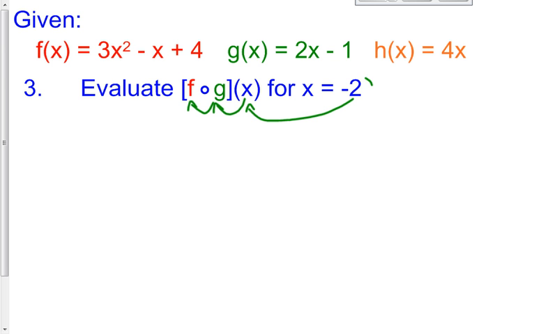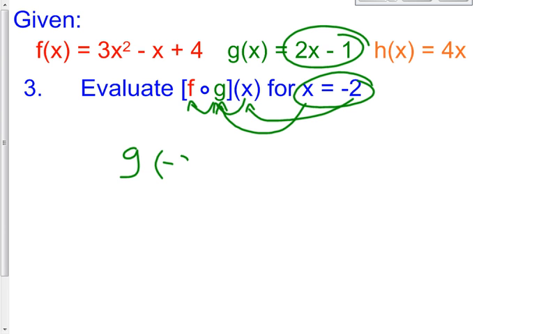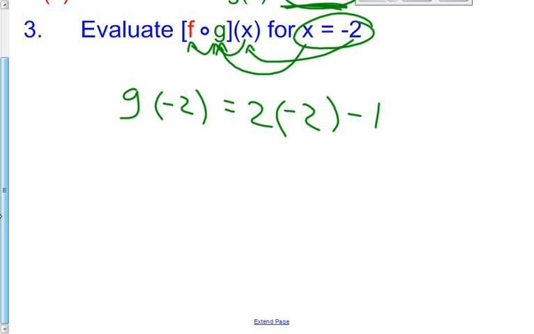The first thing we're going to do is this negative 2 we're going to put into the g function. So the g function is right here. So g of a negative 2 equals this. 2 times x, which x is a negative 2, and then we're subtracting 1. So what is this?